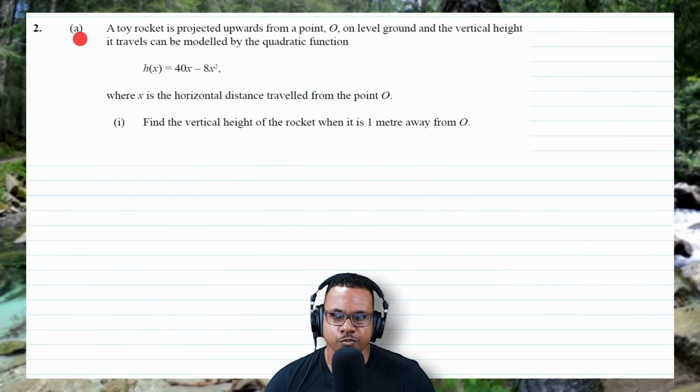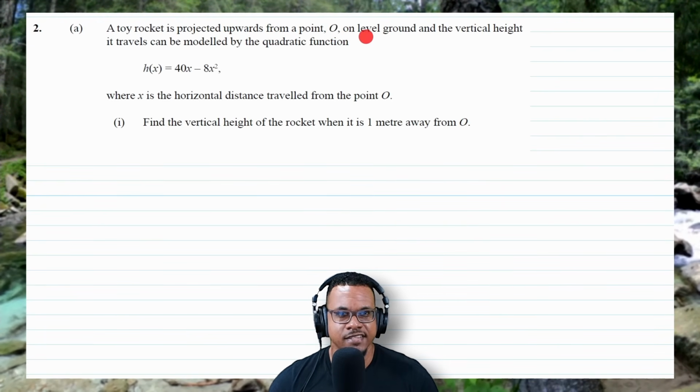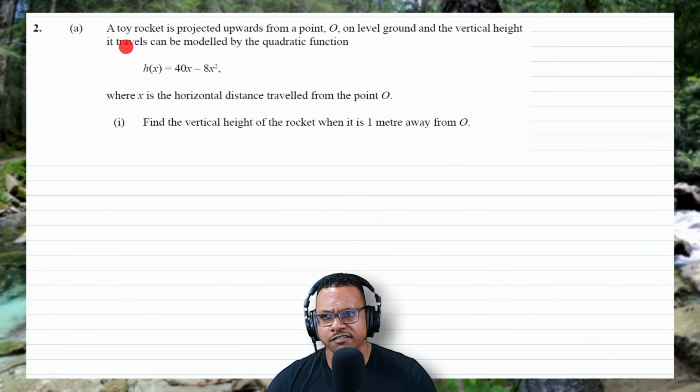So now we have question 2, part A, where a toy rocket is projected upwards from a point O. Its starting point is O, and that's on level ground. Level ground is also assumed to be horizontal ground. The vertical height it travels can be modeled by the quadratic function h(x) = 40x - 8x².